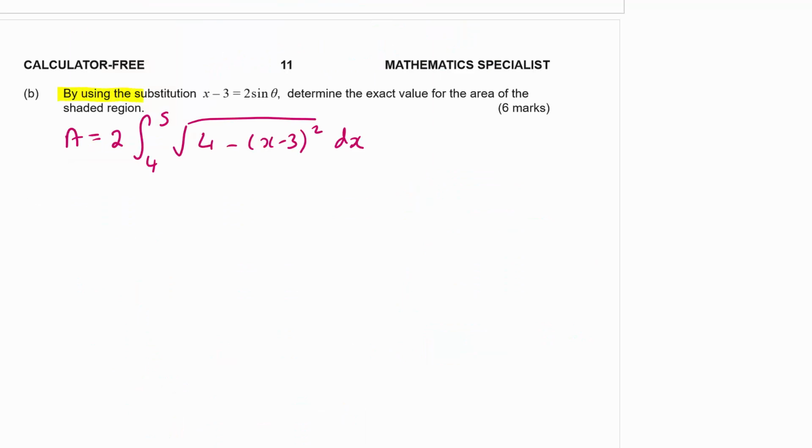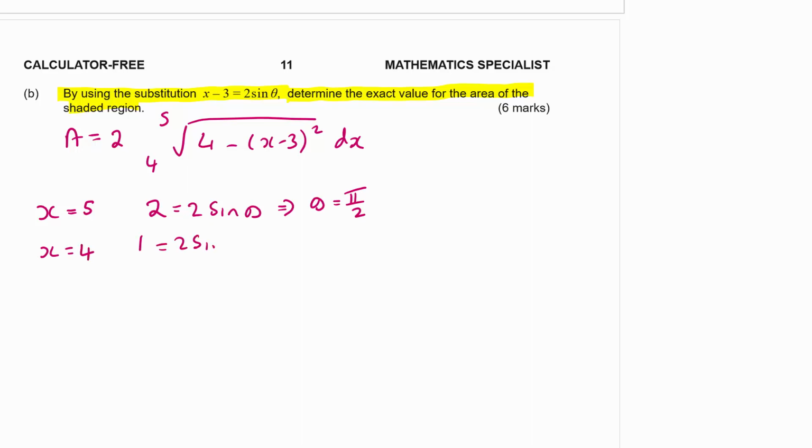So we now want to use the substitution x − 3 = 2 sin θ to determine the exact value for the area of the shaded region. So let's start with the limits first. When x is equal to 5, 5 − 3 = 2 sin θ, that means sin θ is 1, which means θ is π/2. When x is equal to 4, that gives us 1 = 2 sin θ, sin θ is a half, and therefore θ = π/6.